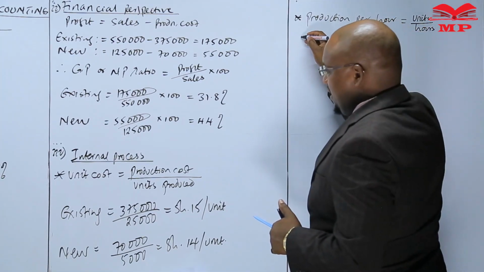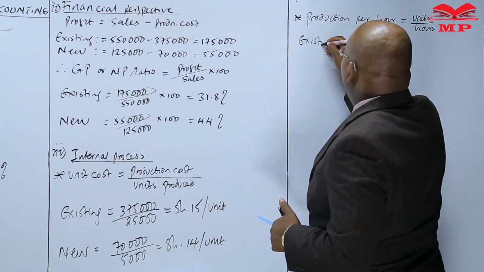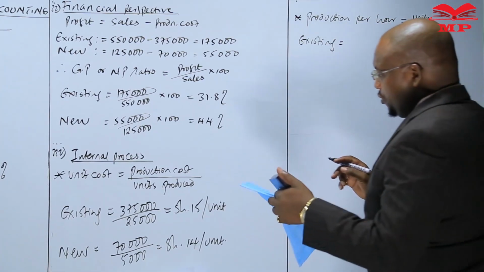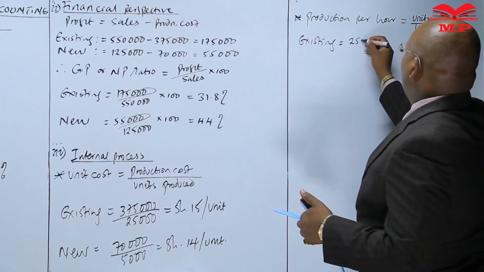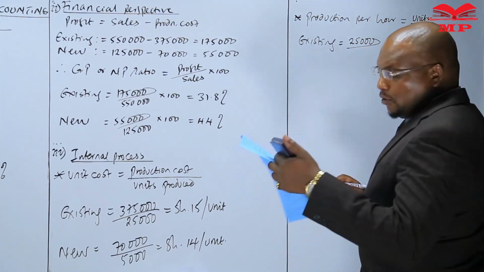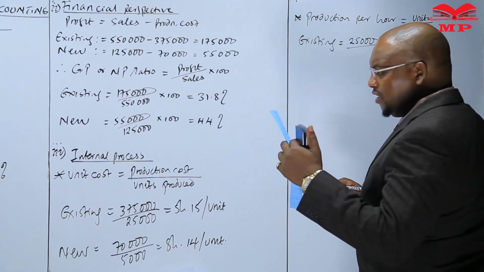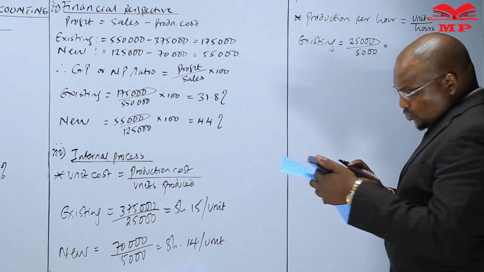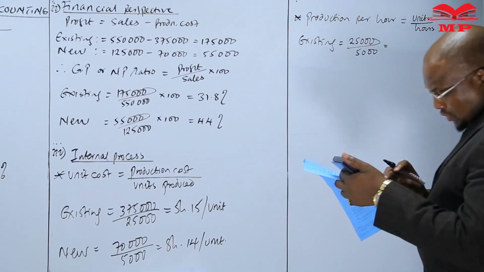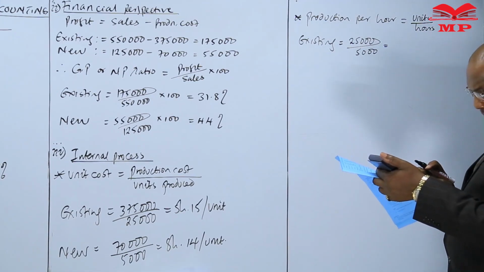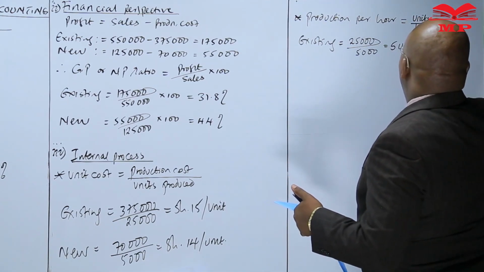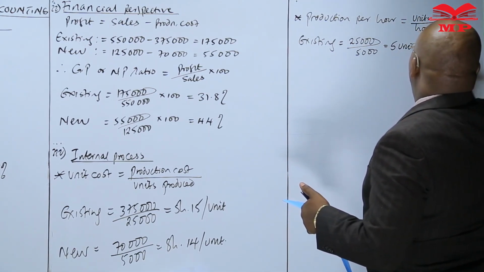So like we have existing, the number of units produced, of course, we know they are 25,000. The number of hours that has been used in this existing is 5,000. So this is going to give us 25 divided by 5. This is 5. This is 5 units per hour.